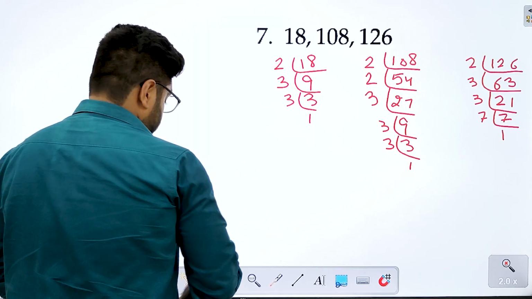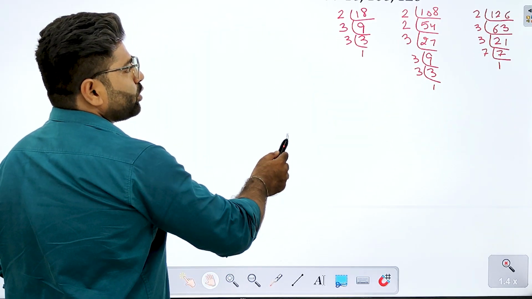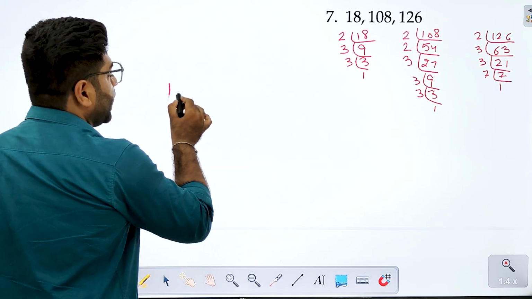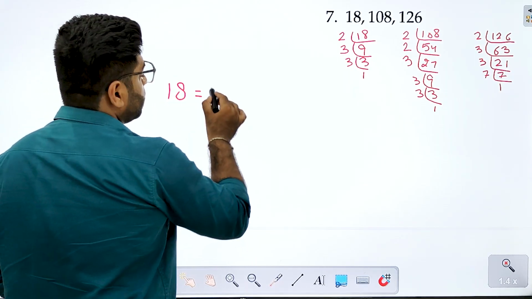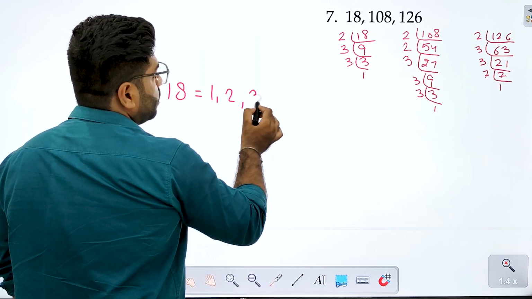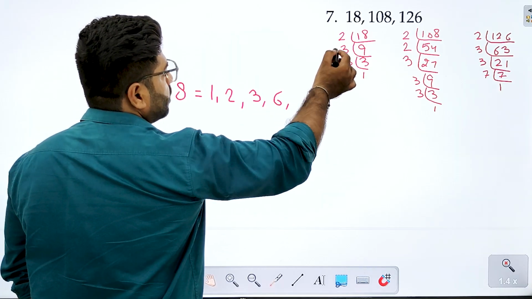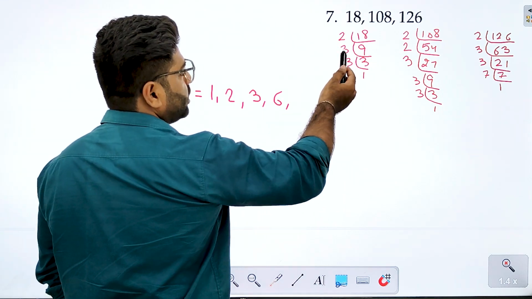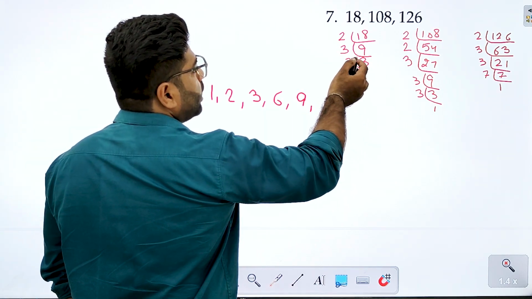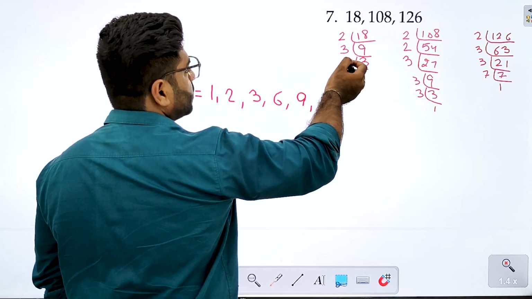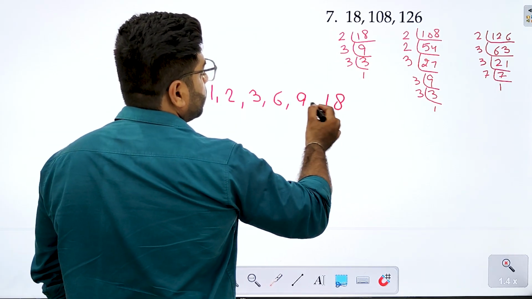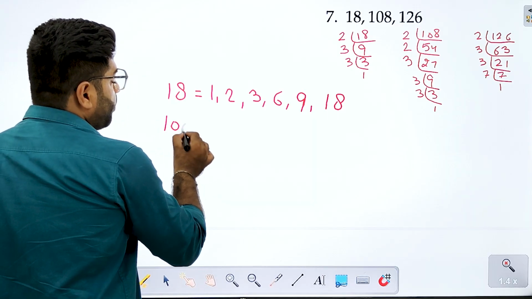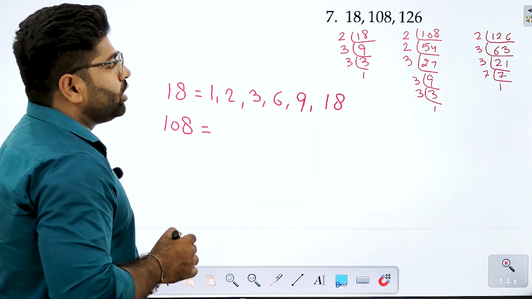Okay. So we are going to write the common factors of these numbers. First we have to write down the factors of these numbers. So here we have 18. The factors of 18 are 1, 2, 3, 6. How am I finding these? I just multiplied: 3 times 2 is 6, 3 times 3 is 9, 9 times 2 is 18. So these are the factors. Now we have 108.